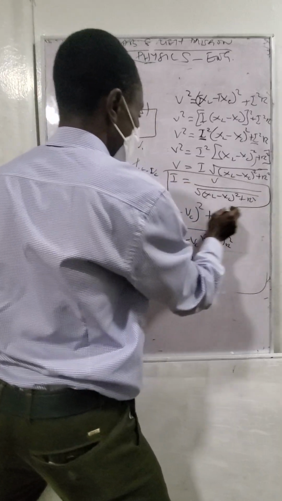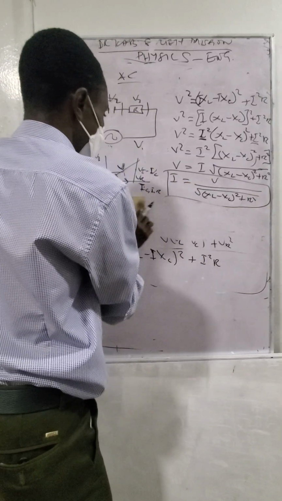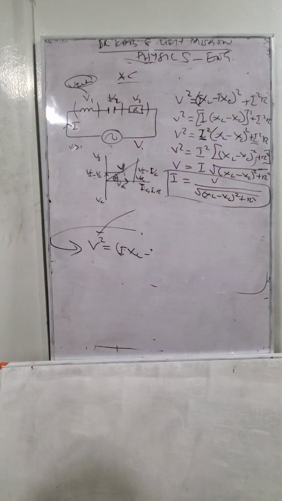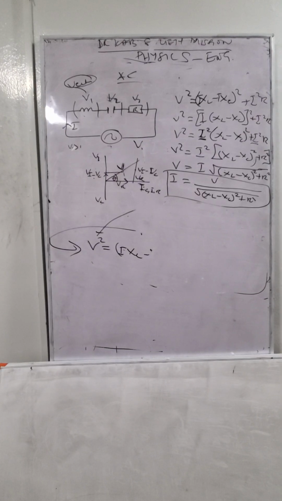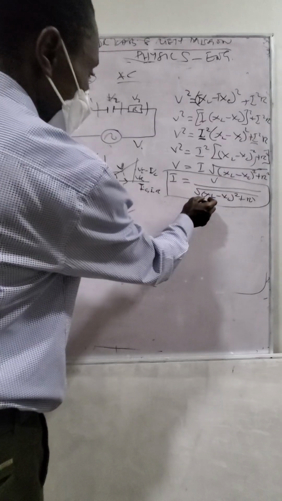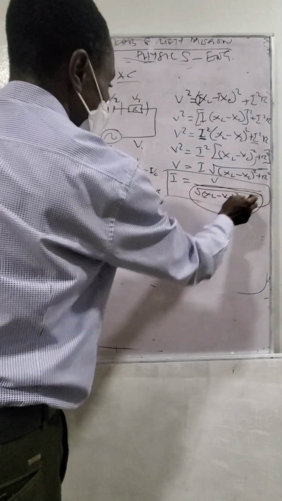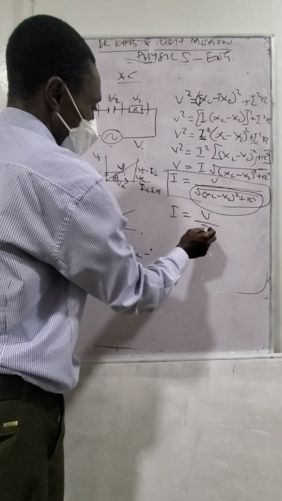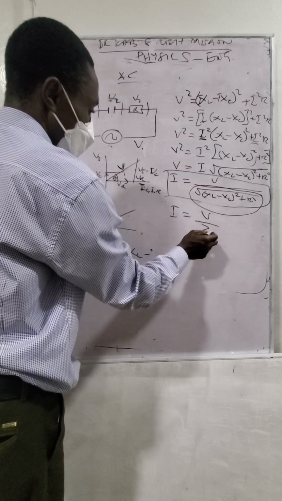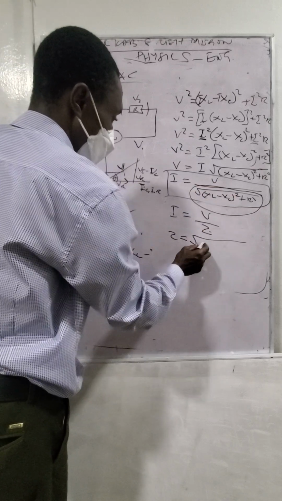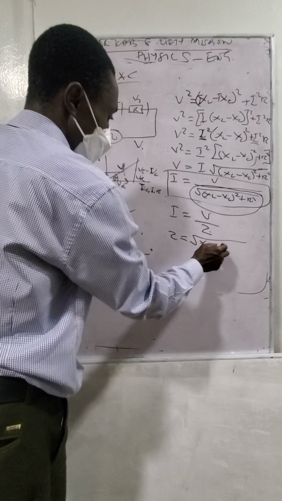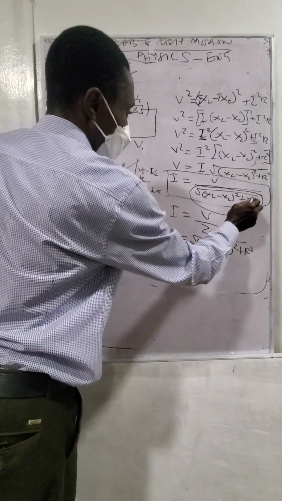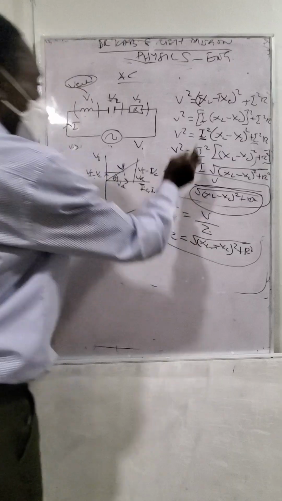This is the expression we are interested in. This gives us an expression for I, and that is very crucial. So from here you see that the effective overall resistance, what we call impedance Z, is equal to what? The square root of (X_L minus X_C) squared plus R squared. Once you get this, you are through.